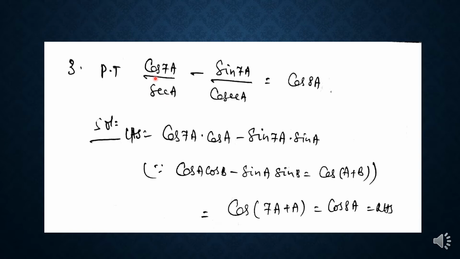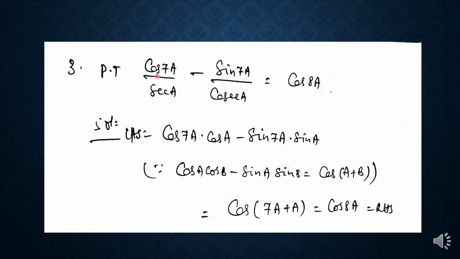So what is the relation for cos A and secant A? Secant A can be written as 1 by cos A because cos A and secant A are two reciprocals. And what is cosecant A? Cosecant A is equal to 1 by sin A. Sin A and cosecant A are reciprocals. In secant A and cosecant A, there is no formula in multiple angles or compound angles. So we should convert secant A in terms of cos and cosecant A in terms of sin.